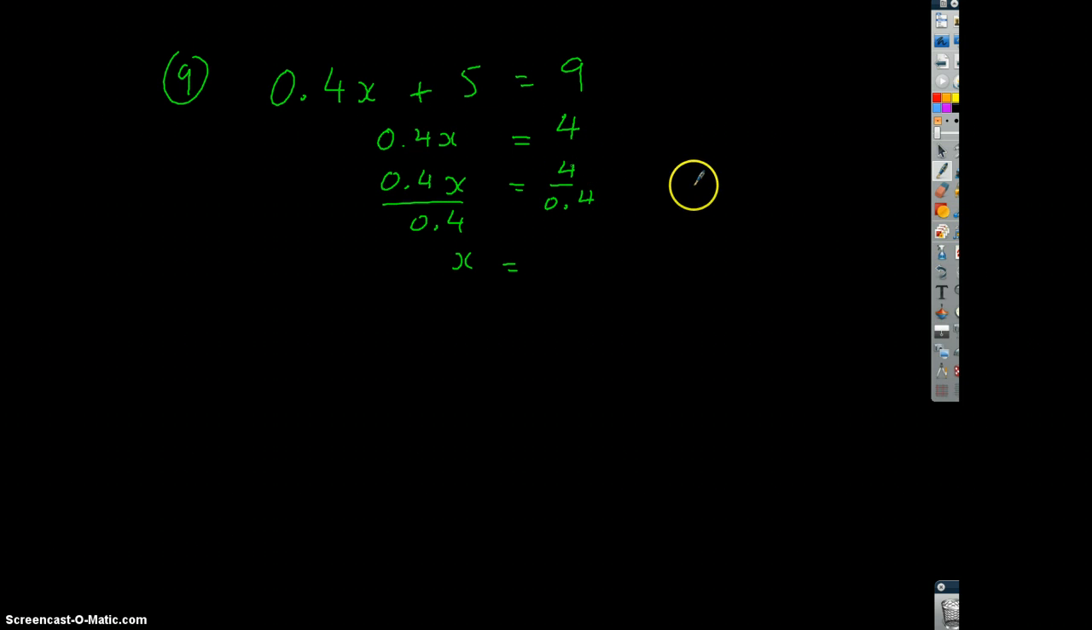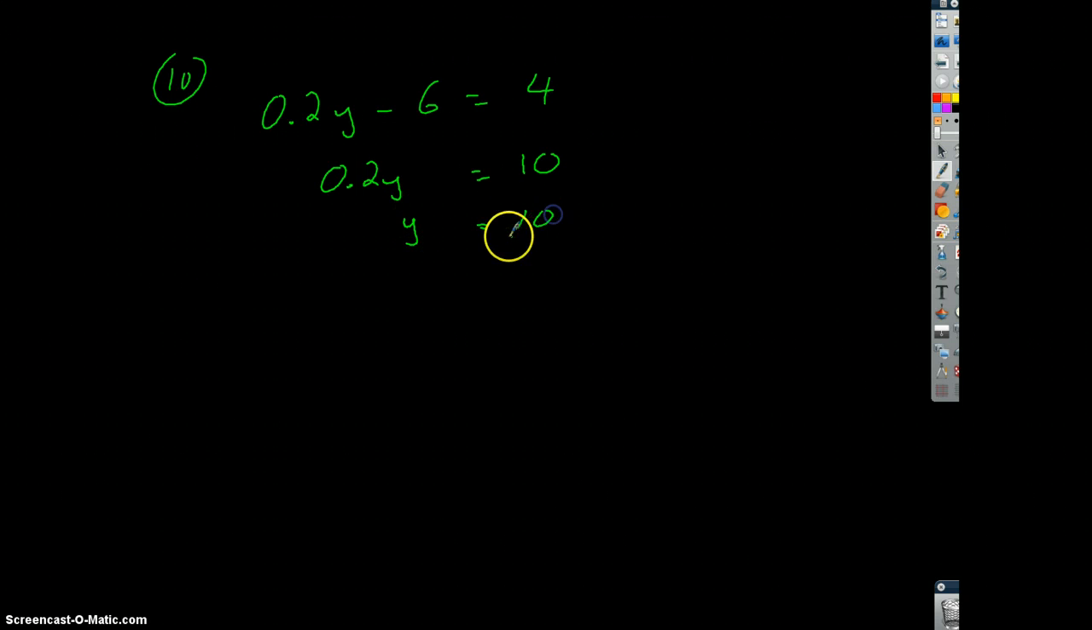Okay, I like to think of it like this. How many times does 4 go into 4? It goes in 1 time. So how many times would 0.4 go into 4? It would go in 10 times. So the answer is x is equal to 10. Let's check that out. 0.4 times 10 plus 5. 4/10 of 10 is 4. 4 plus 5 equals 9.